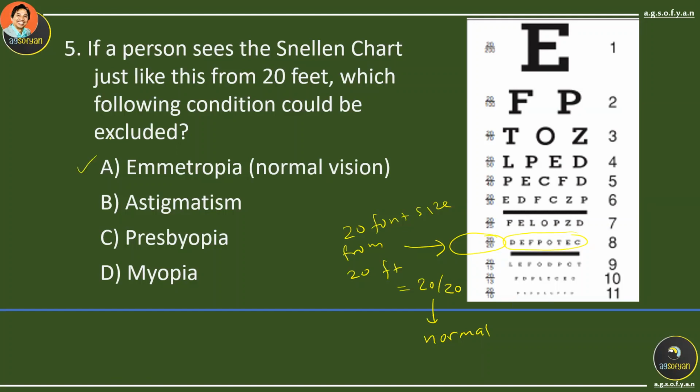Now which one can be excluded from this? If you're unable to see this, it means that you have to go closer to see this chart. When you go closer, it means that you have a condition called myopia, which is nearsightedness. You're able to see close objects, but unable to see far objects. So you are having this condition. You exclude this myopia condition if you're able to see this Snellen chart from 20 feet.